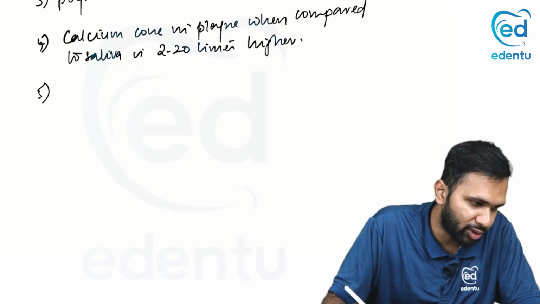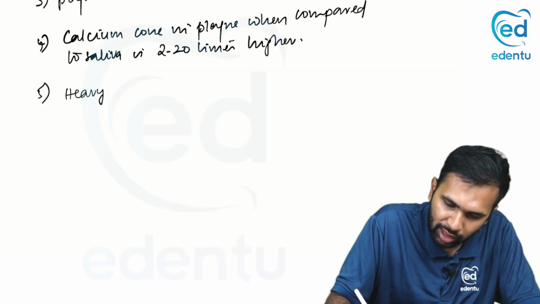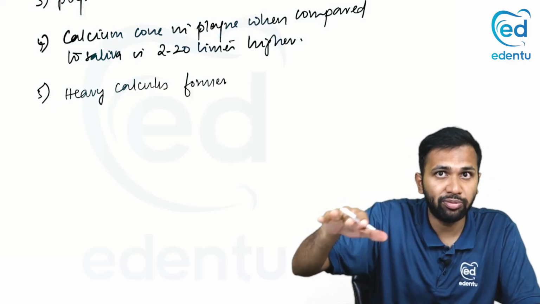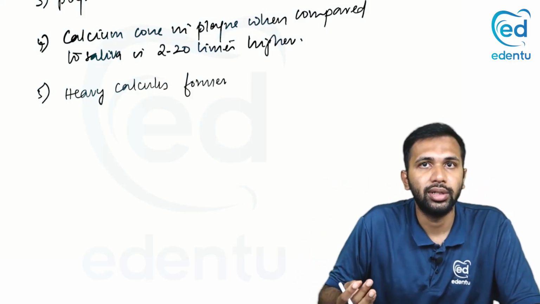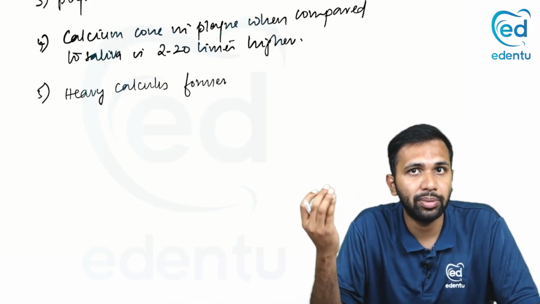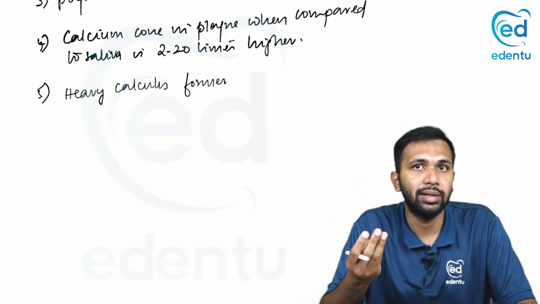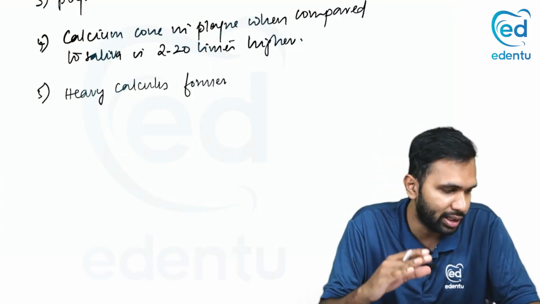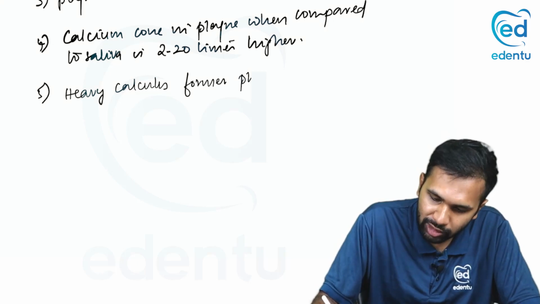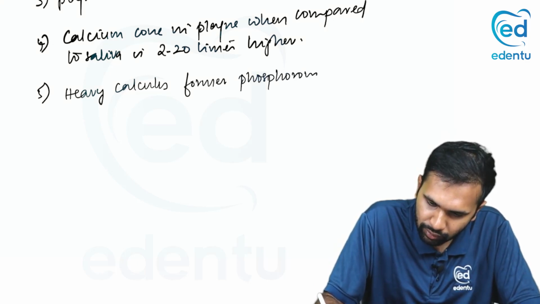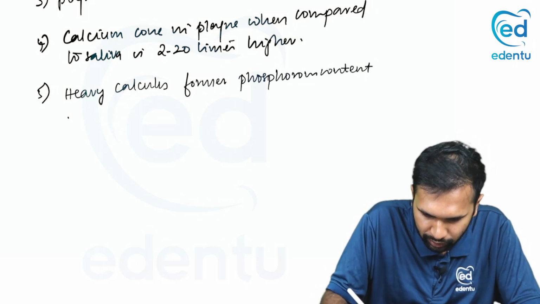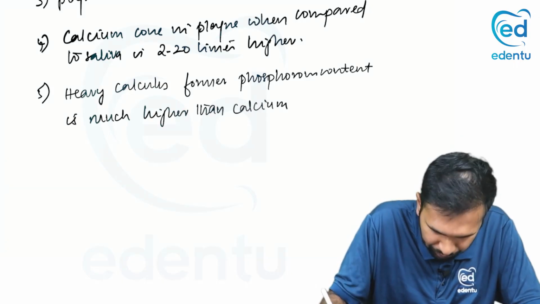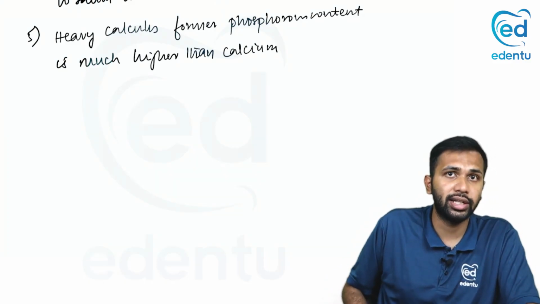And the next point what you have to write is, in case of heavy calculus formers, meaning, let's say there are a group of people. Some people, if they do not brush, they do not form calculus, whereas some people form calculus very easily. Their plaque becomes very easily mineralized in such patients. In heavy calculus formers, your phosphorus content is much higher than calcium. Phosphorus content is much higher than calcium.